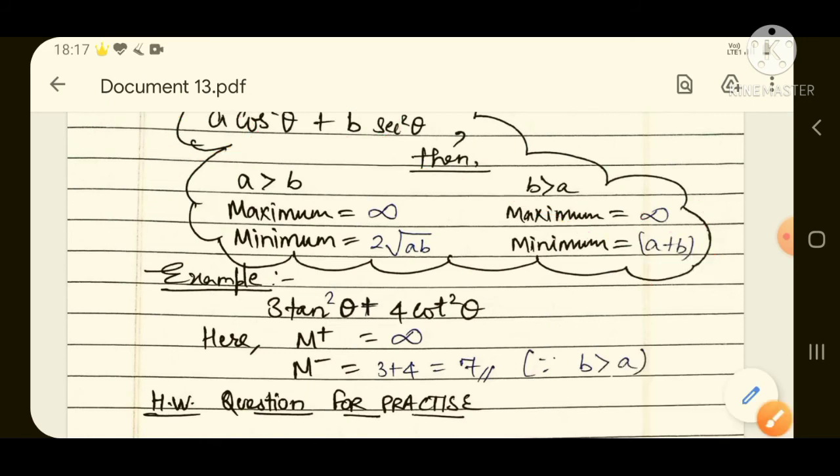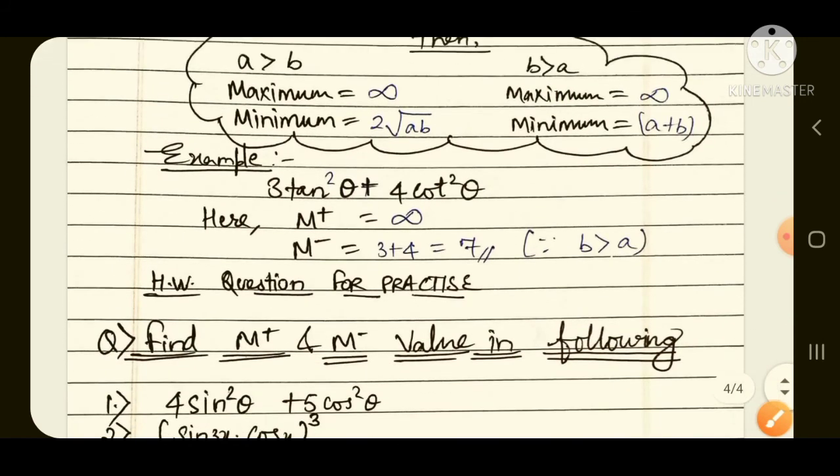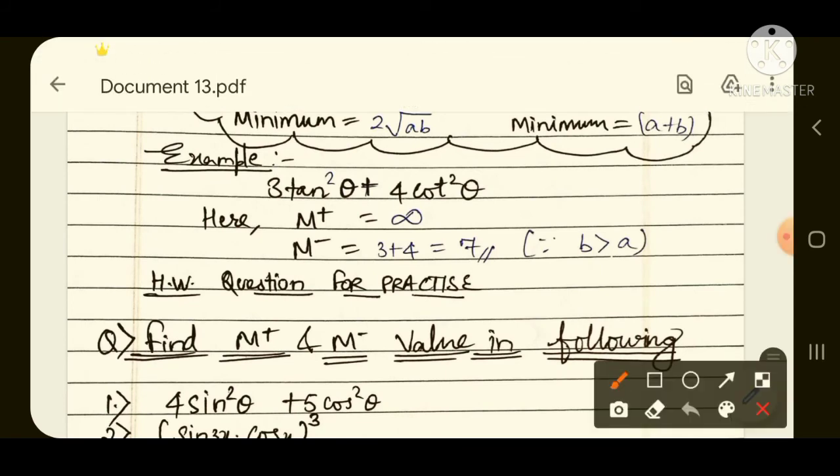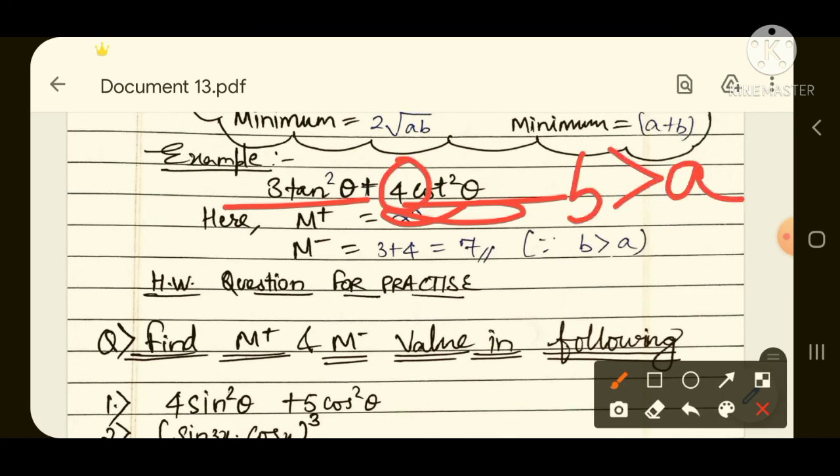For better understanding, I will take a few examples so that you can understand it to a great extent. The first example I have taken is 3 tan square theta plus 4 cot square theta. Here the maximum value is simply infinity, as I told you earlier. But for the minimum value, see here b is greater than a. If b is greater than a, then the minimum value is very simple. You add both, 3 plus 4 is equal to 7. So this is the minimum value.